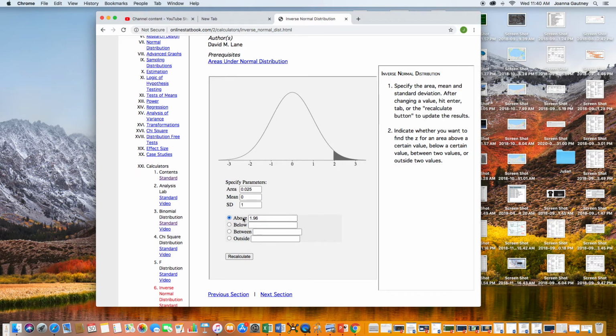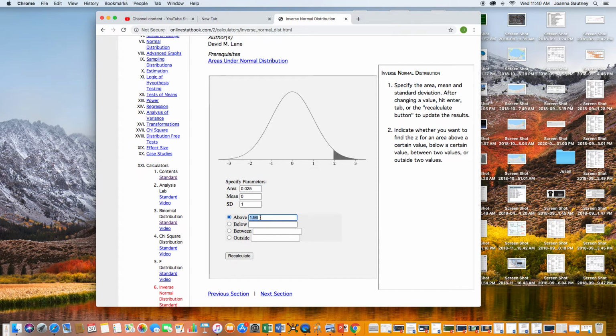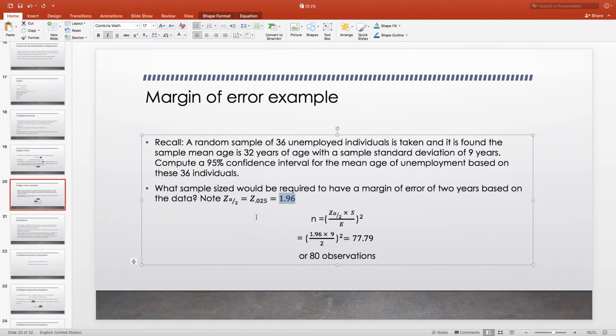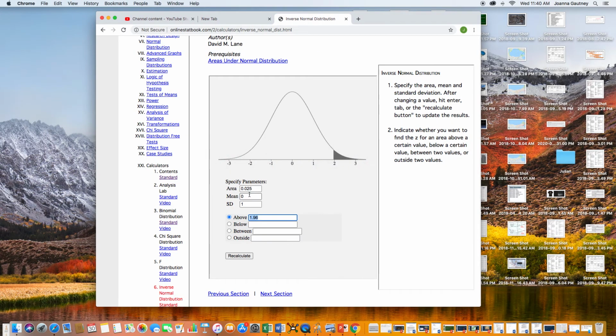So above, if I want an area of 0.025, that's the probability. Mean is 0. Standard deviation is 1. I press recalculate. It gives me this 1.96. That's exactly what we have listed here. That's the 1.96. So this 0.025 goes in the area when we do this calculation.